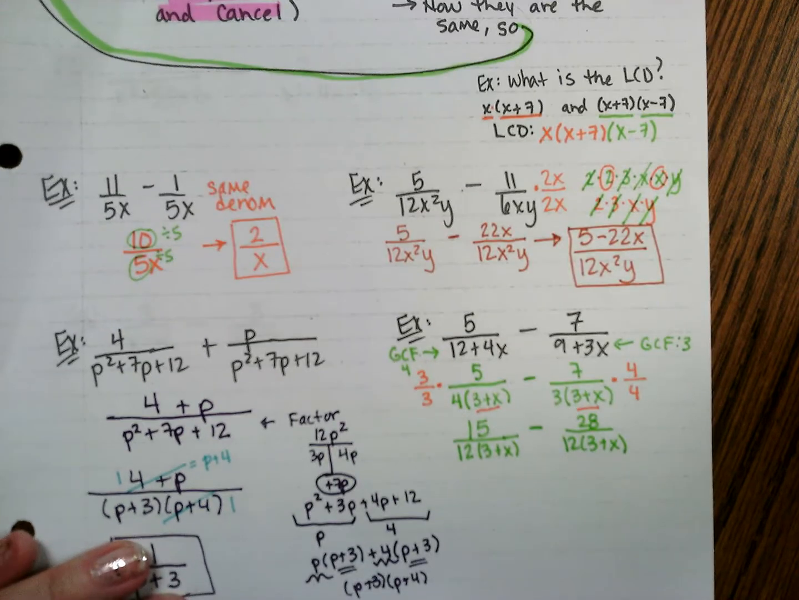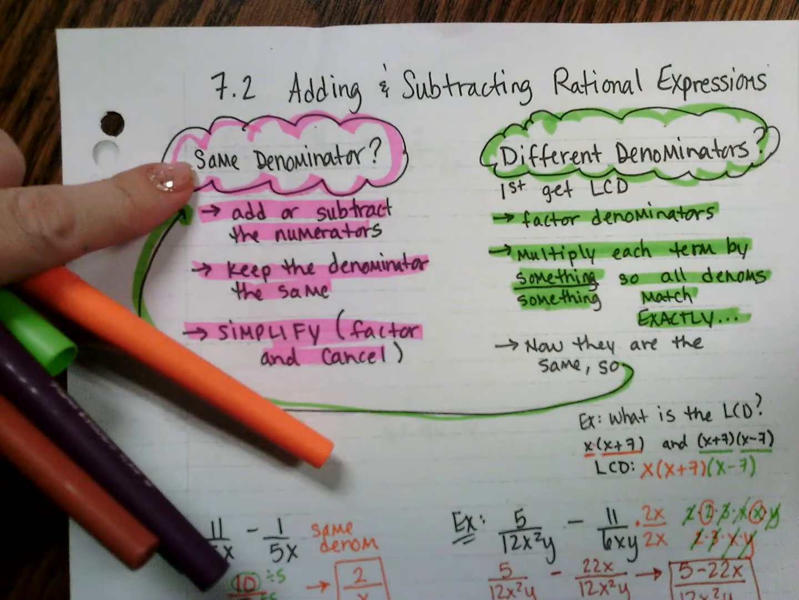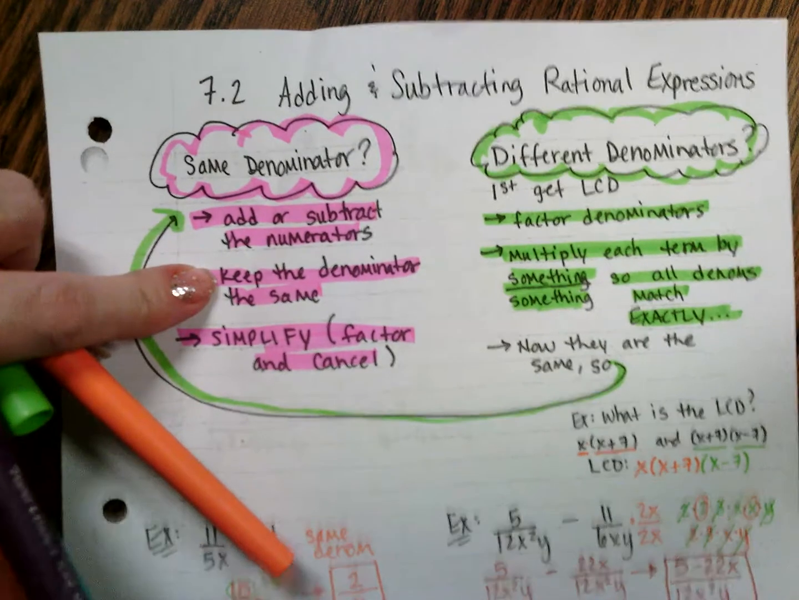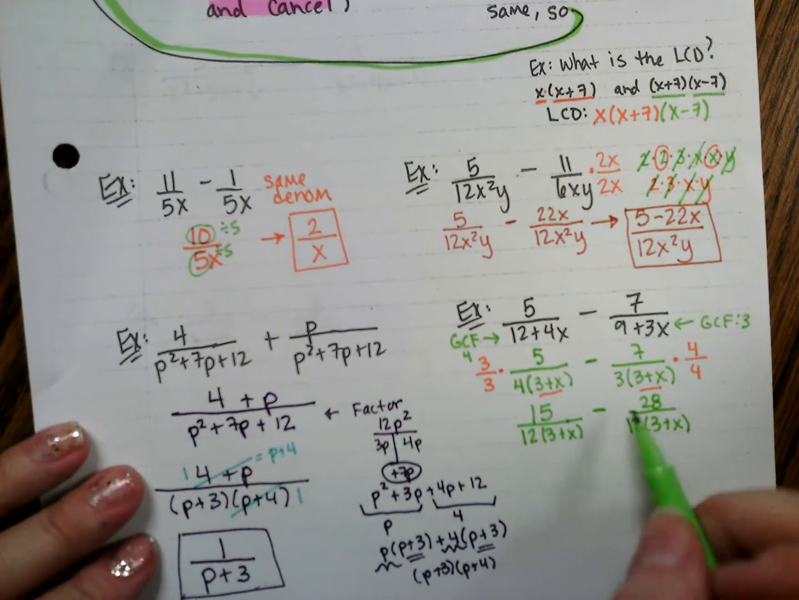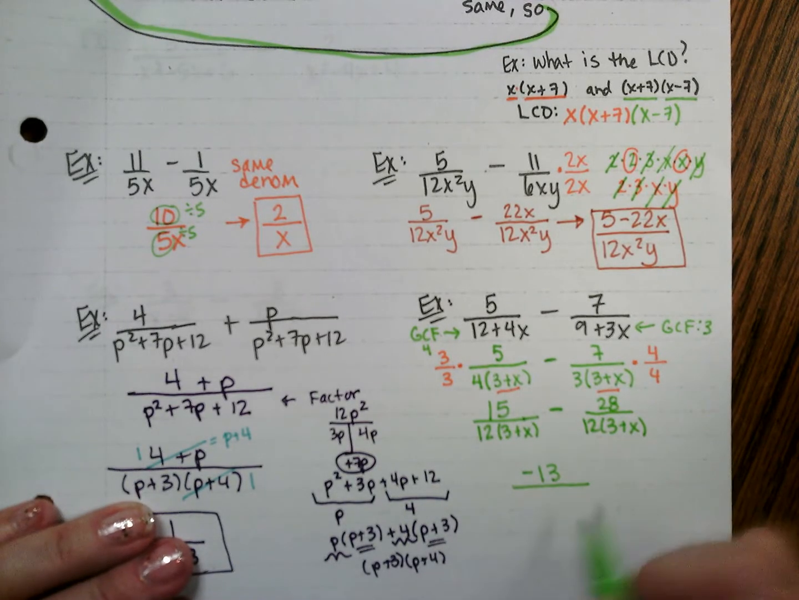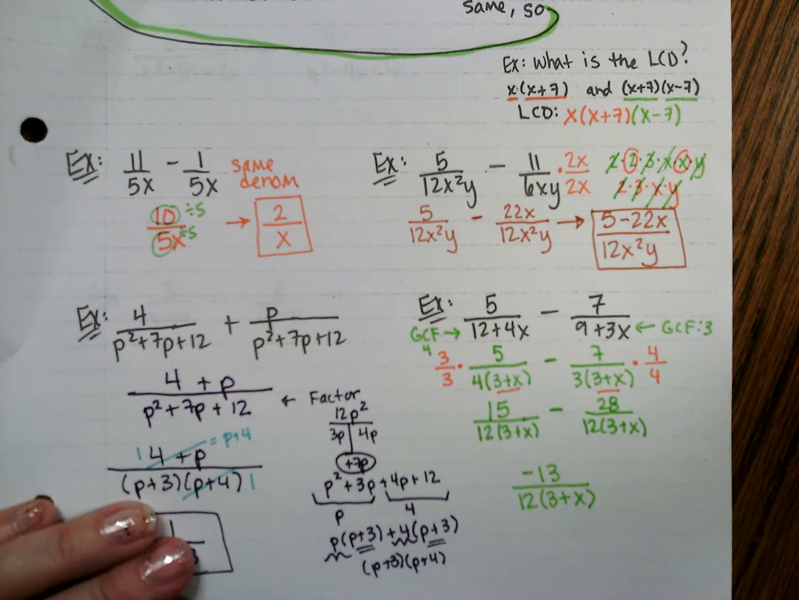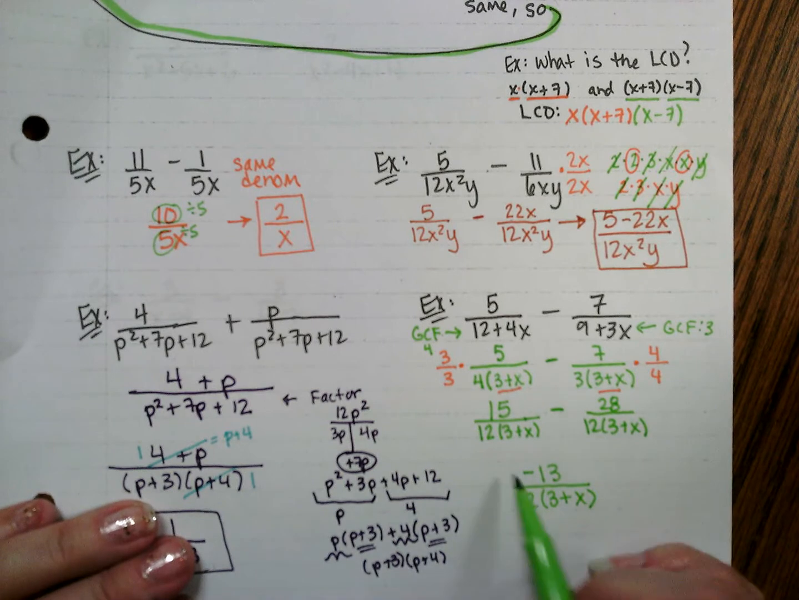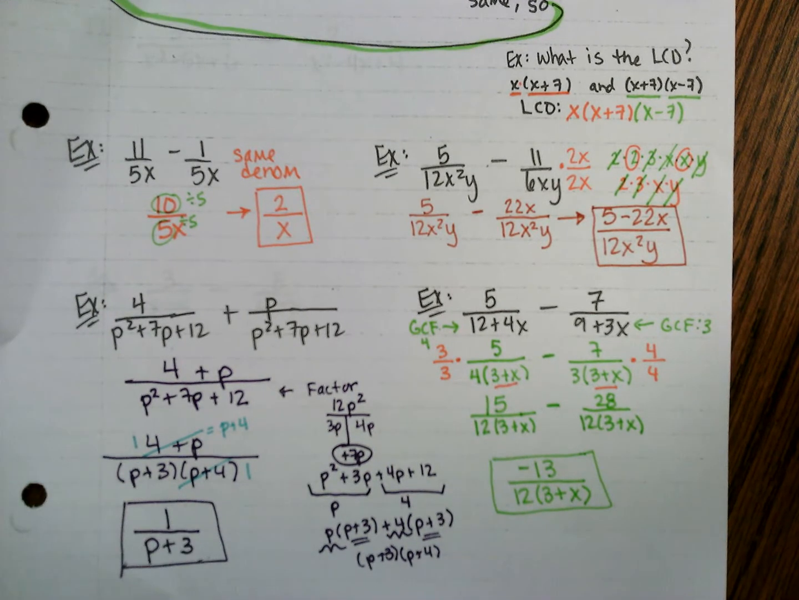Now I can go ahead and do my subtraction problem because I have the same denominator. So I will add or subtract the numerators and keep the denominator the same. So I'm going to do 15 subtract 28. That is negative 13. And keep the denominator of 12 times 3 plus x. Then check to see if I can simplify, which I cannot. So that will be my final answer.